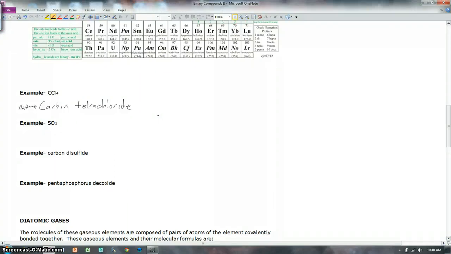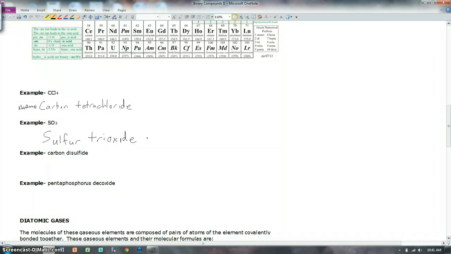The next example, similar idea. There's 1 sulfur, so we're going to drop the mono in this case, so it will just be sulfur. And we have 3 oxygens, so it becomes trioxide. Again, we drop the suffix and replace it with "ide." So sulfur trioxide in this case.